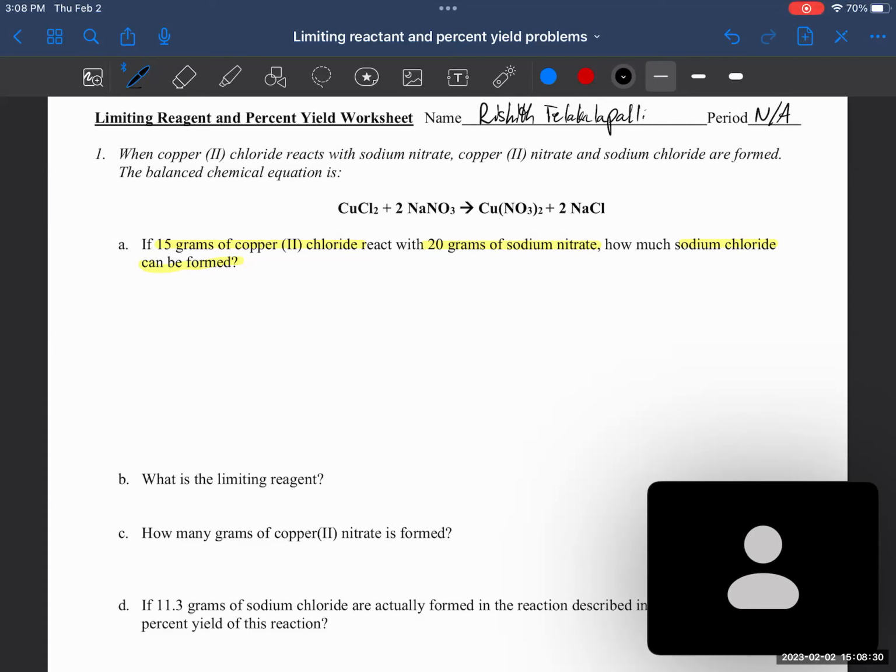I'm kidding. So when you see a question like this, always think limiting reagent, theoretical yield. Those are always words that come to mind. If it says how much sodium chloride can be formed, another way of them asking this question is the theoretical yield of sodium chloride. Now we have to first find the limiting reagent in order to get our theoretical yield. So 15 grams of copper 2 chloride, CuCl2.